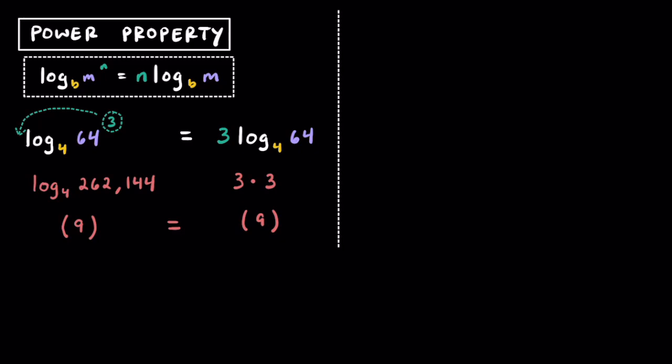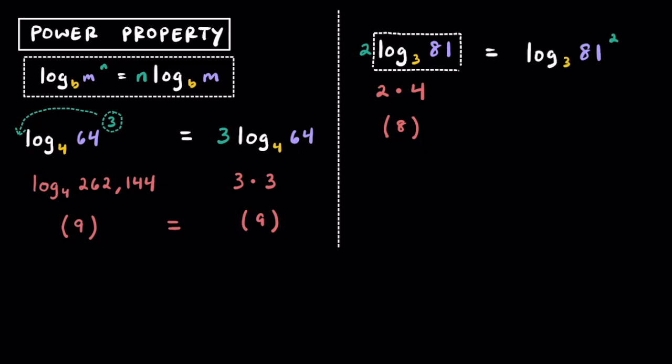Now let's see how we can go backwards using this property. Imagine we have 2 times log base 3 of 81. Evaluating the logarithm, we can say that log base 3 of 81 is equal to 4, since 3 to the fourth power is equal to 81, and simplify this to 2 times 4, and this is equal to 8. Now, using the power property, we should be allowed to take that 2 that's in front of the logarithm and raise 81 to that power. Now let's see if that's true.